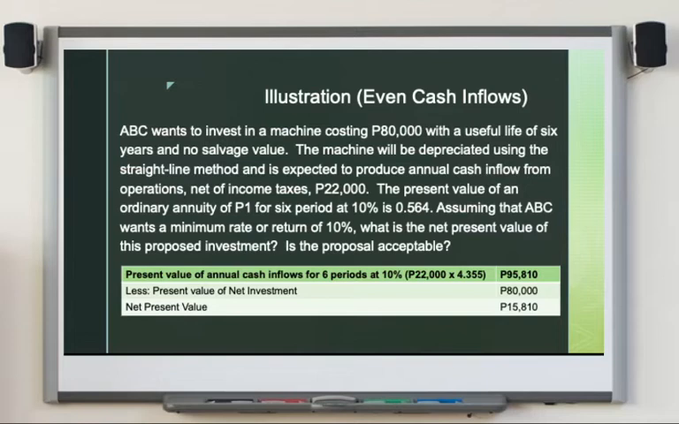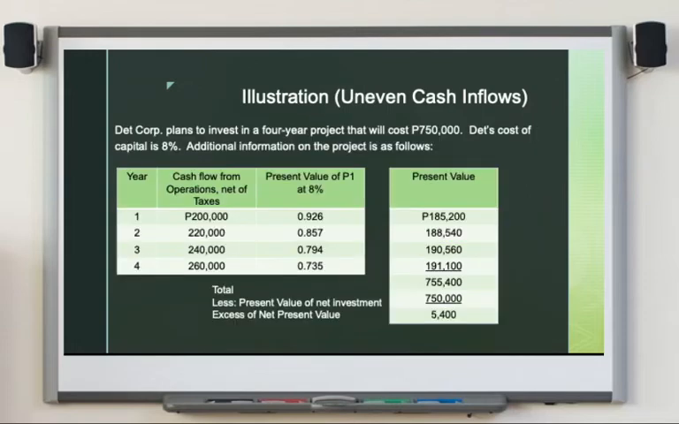Okay, so we will be using 0.564 as the present value factor. The present value of the annual cash inflow for 6 periods is 95,810, and that is 22,000 times, hold on, there's something wrong with the slide, oops.